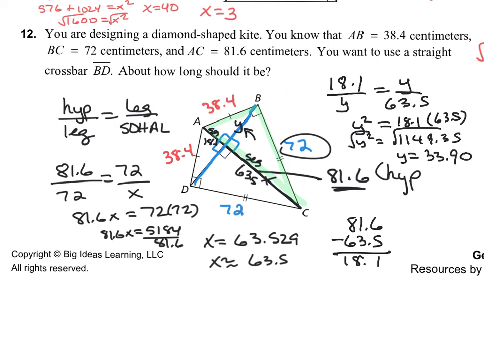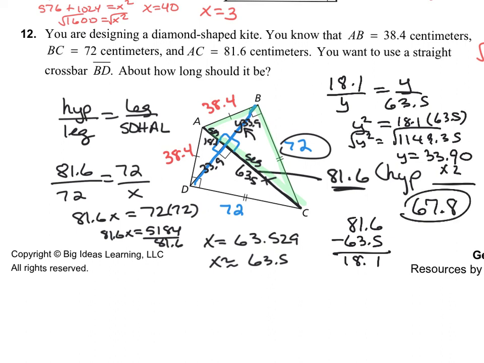I'm going to leave it with a tenths place. So then now this side is 33.9, and so is this side. So I got to double it. So times by 2. And the final answer is 67.8.